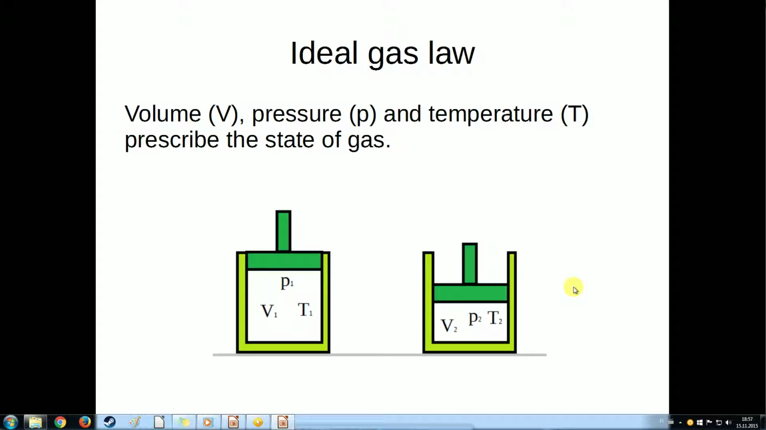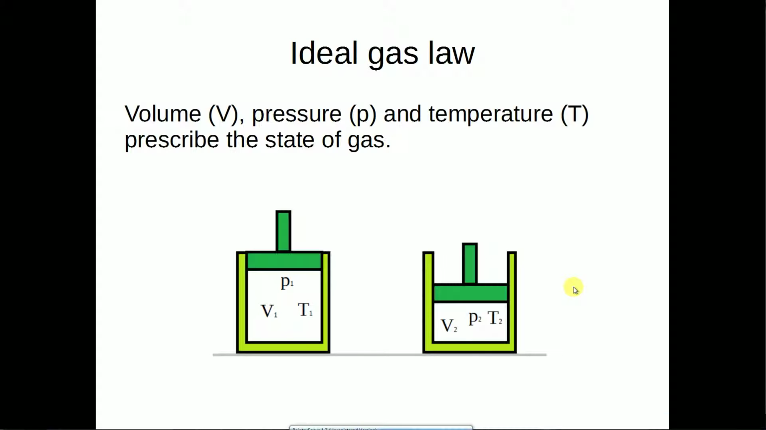Ideal gas law. Volume, pressure and temperature prescribe the state of gas. Here in state 1, gas has one state, and here in state 2, it has another state. So how can I prescribe these conditions with pressure, volume and temperature? Let's take a look at the ideal gas law.